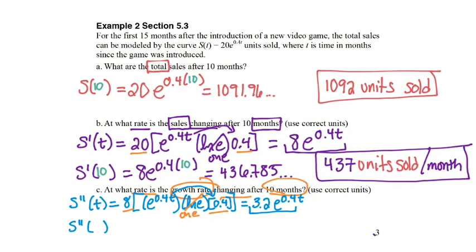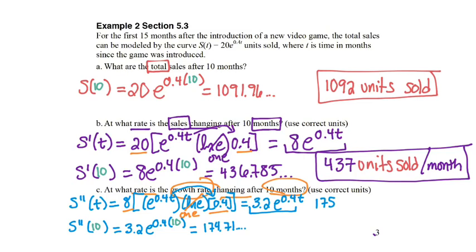And again, I'm ready to solve this one for 10 months, which means I'm going to plug 10 months into this derivative. Get out my calculator. Round to the nearest whole number. The 4 is followed by a 7, so I'll get 175.